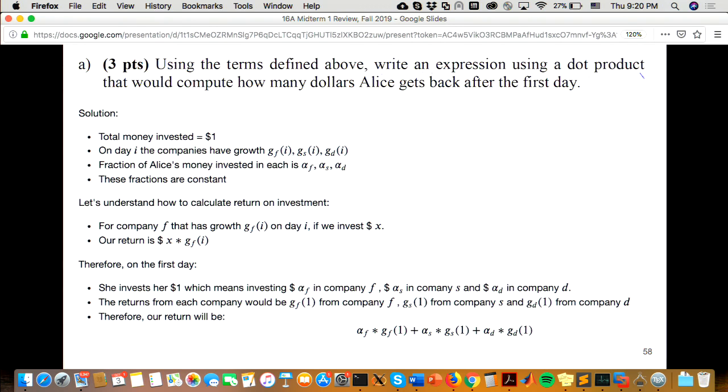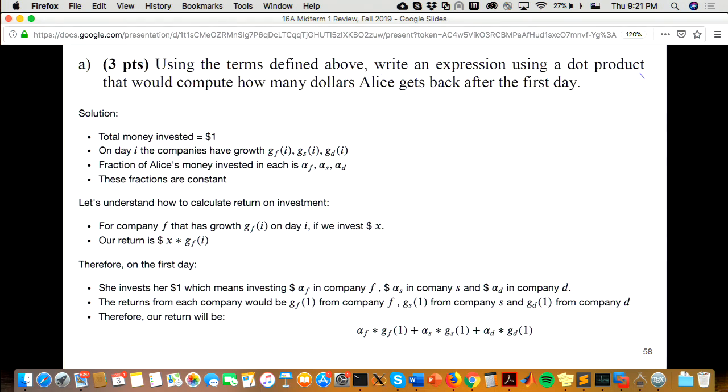It says, using the terms defined above, write an expression using a dot product that would compute how many dollars Alice gets back after the first day. Okay, so let's see what happens on the first day. She's going to be investing her $1, right? And because it's a $1, when you multiply a 1 with a fraction, it's just a fraction again. So we know she's going to be putting alpha F dollars in company F, alpha S dollars in company S, and alpha D dollars in company D.